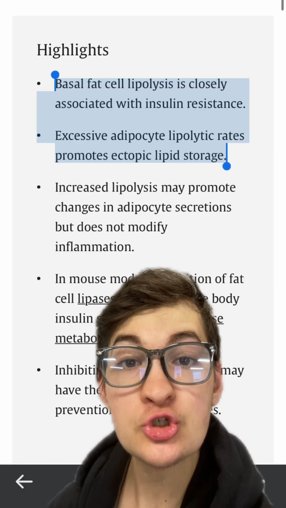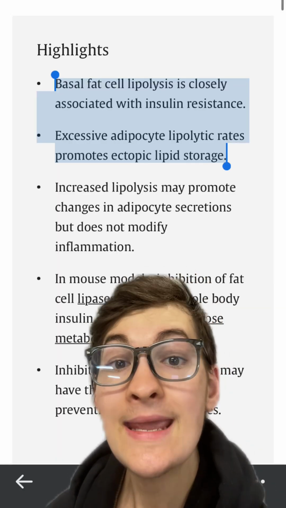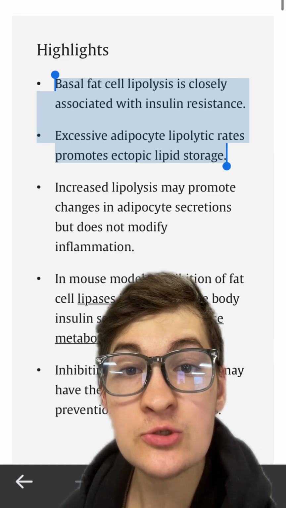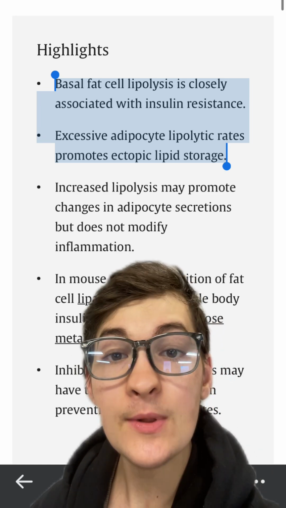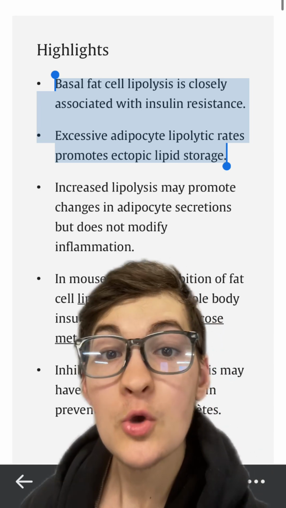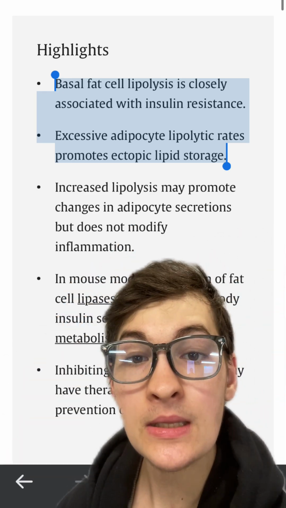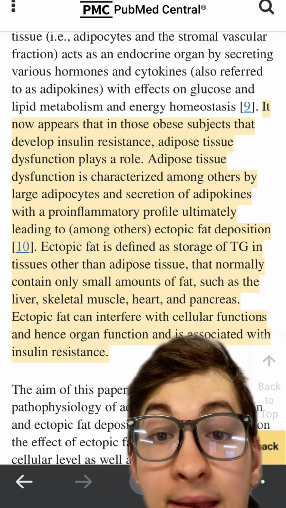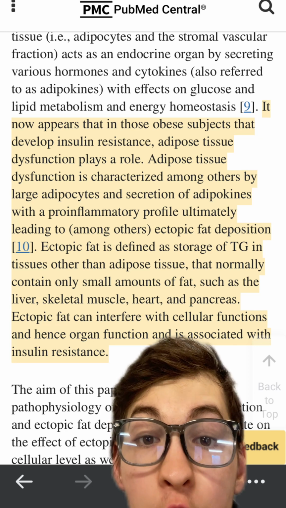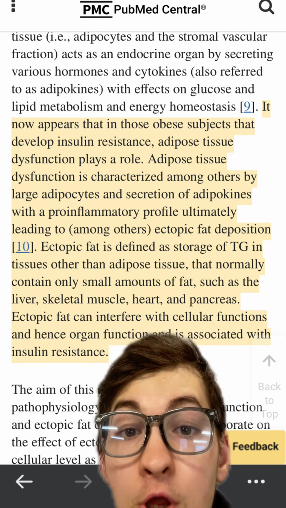But as the adipose tissue becomes insulin resistant, it has an increase in lipolysis, which is the release of fat, and an inability to store further fat, which leads to what we refer to as ectopic lipid storage, or the storage of fat in places such as the liver, skeletal muscle, heart, pancreas, and even the reproductive organs.